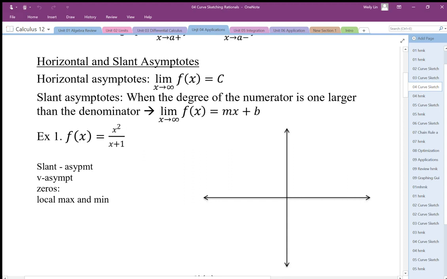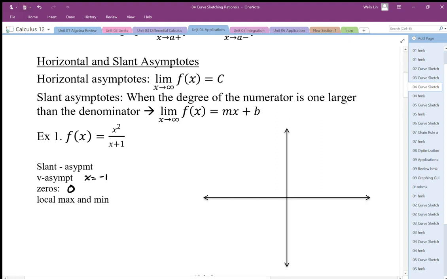So let's look at that first. We want the slant. Let's do the zeros first. The zeros are the easiest. Zeros are going to be at 0. We have a vertical asymptote at -1. And the slant asymptote we're going to find from division.